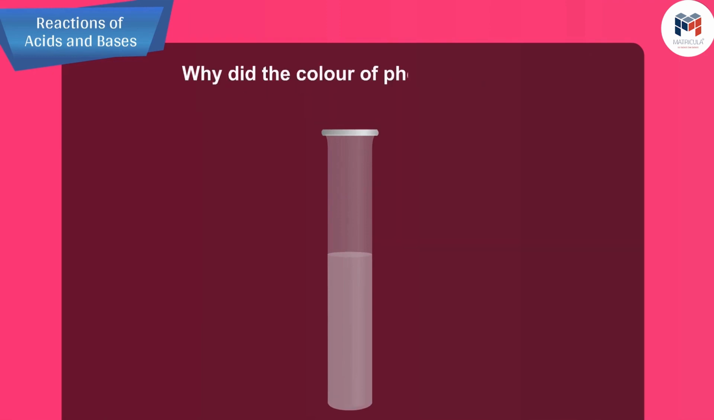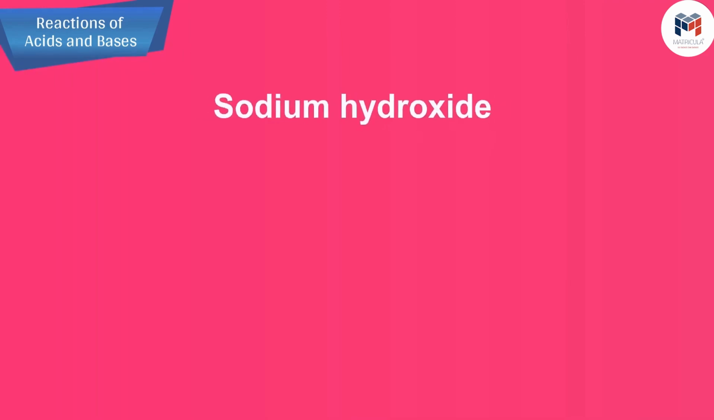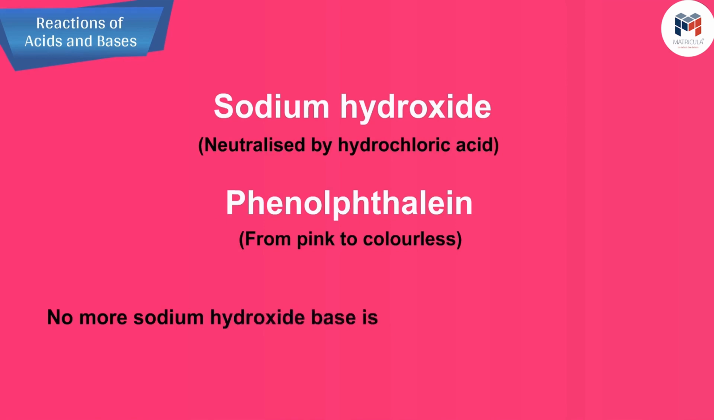Why did the color of phenolphthalein change after the addition of an acid? This is because at this stage, the entire sodium hydroxide base taken in the test tube has been neutralized by hydrochloric acid. The color of phenolphthalein changes from pink to colorless because no more sodium hydroxide base is left unreacted in the test tube.